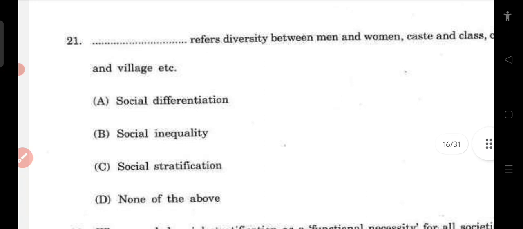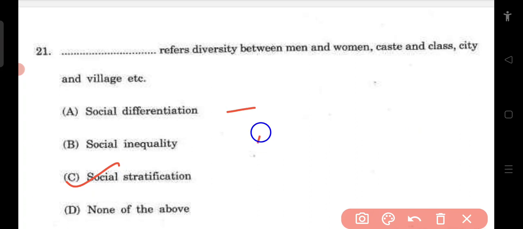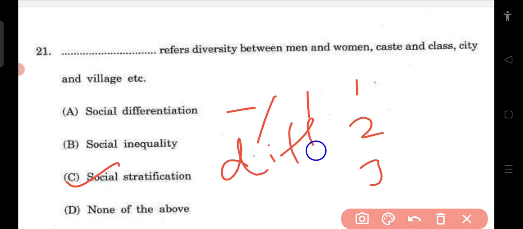Question number 21 is asking, dash refers to diversity between men and women, caste and class, city and village, etc. Social differentiation, social inequality, social stratification. So here the answer should be social stratification. Social differentiation is when we differentiate between two things or two classes, but when we do ordering, like 1, 2, 3, then it becomes social stratification: differentiation along with ordering.